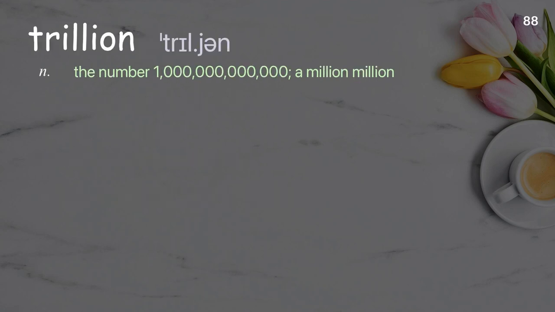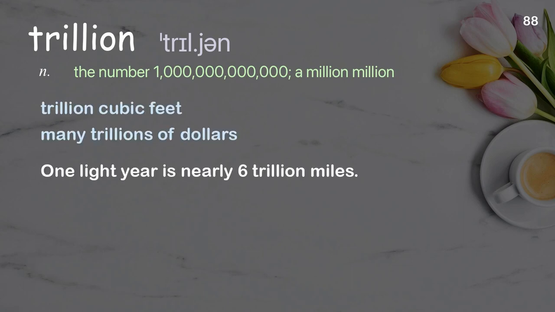Trillion. The number 1 trillion, a million million. Examples: Trillion cubic feet, many trillions of dollars. 1 light year is nearly 6 trillion miles.